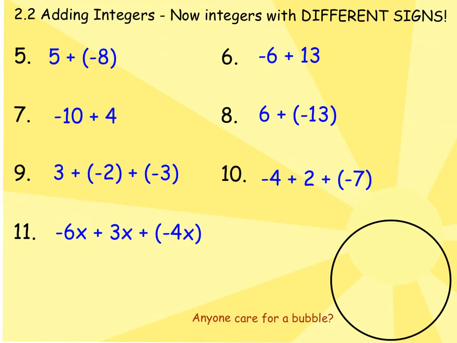Okay, so now let's look at some problems where we are going to add integers that have different signs. And so what I mean by different signs is that here in number 5, I have positive 5 added to negative 8. So the signs of the two numbers are different. If I were to use the bubble for this problem, the first thing I would need to do is take 5 positive signs and draw them in the bubble. Great. Now I'm going to add to the bubble 8 negative signs.